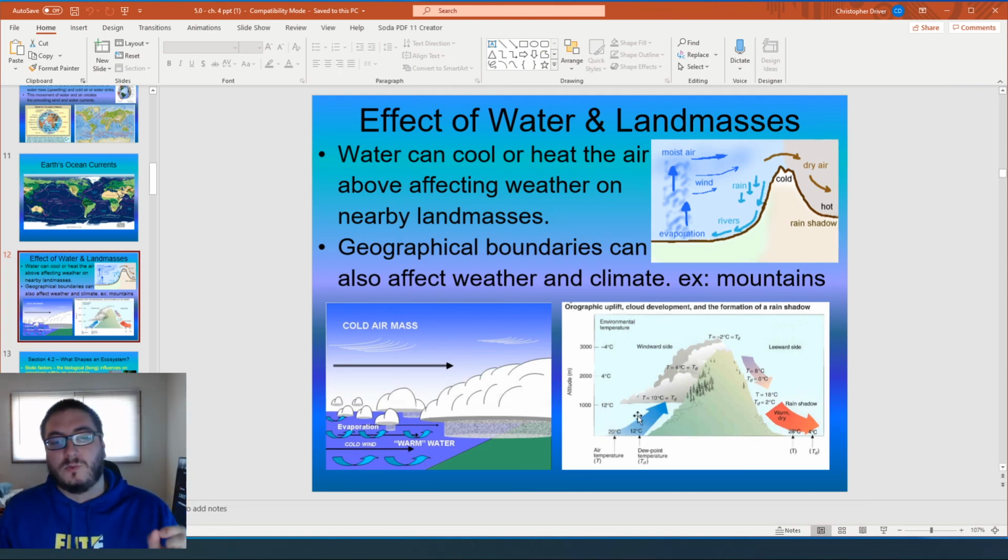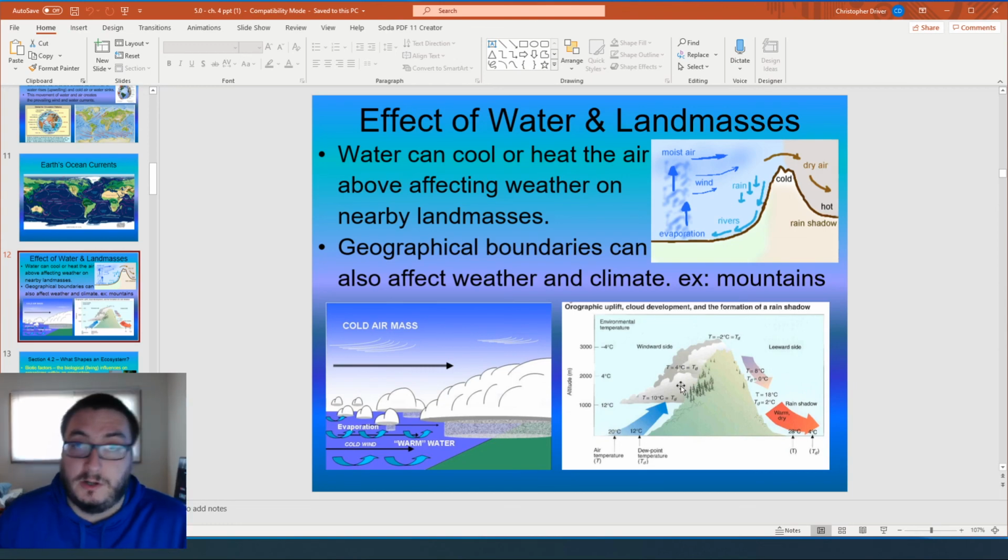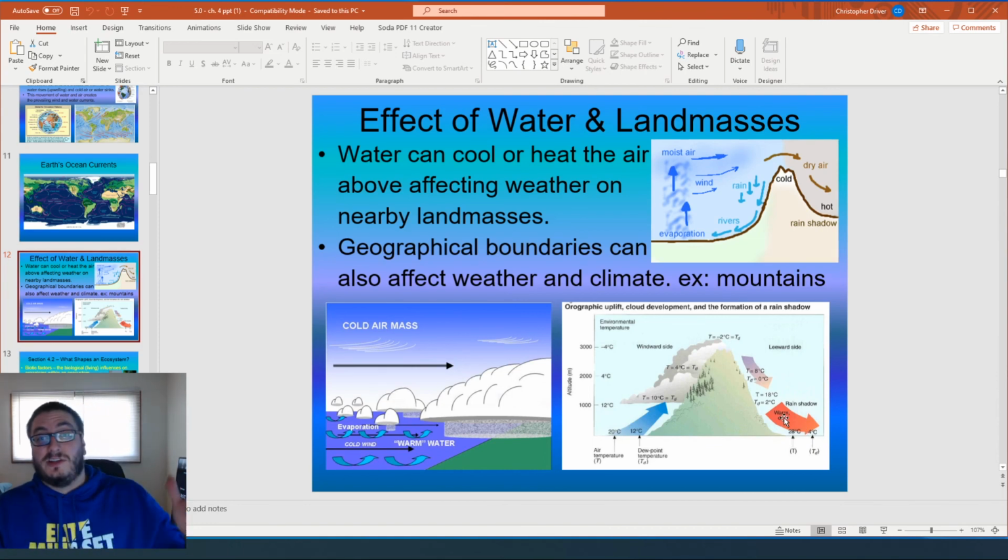So as this cool, moist air goes up that mountainside, it dumps all of its water in the form of precipitation in one form or another. Lower altitudes probably going to be rain. Higher ones is going to be snow, which is why the Rocky Mountains are covered in snow. And then as it comes off the other side, it's going to be very warm and dry air. That's why you have a desert right to the east of the Rocky Mountains.